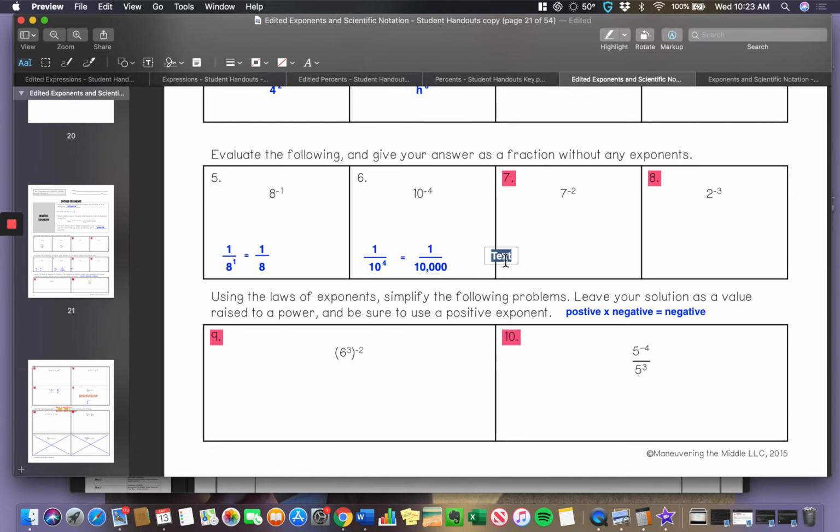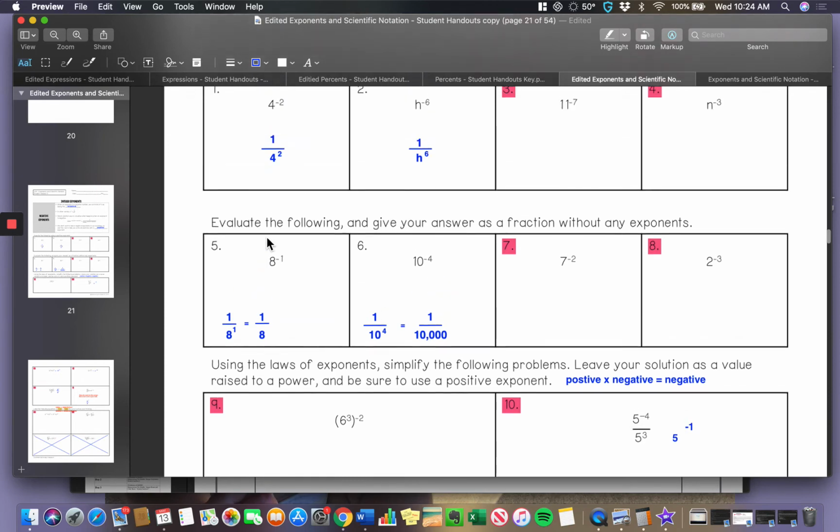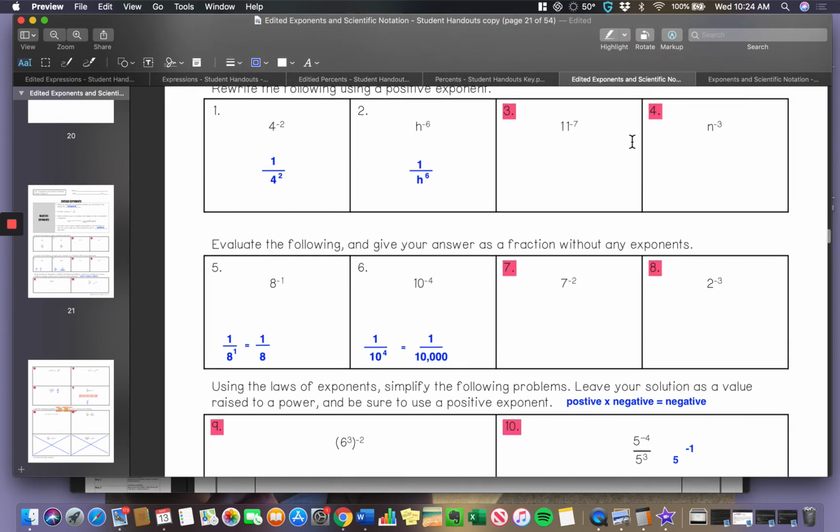So if I did 4 minus 3, I would get 1, but it's actually negative 1 because the larger number is negative. So that would be my exponent, and this would be my base. And of course, you have to not leave a negative exponent in your answer. You need to rewrite it as something like you did from number 1 to number 4.